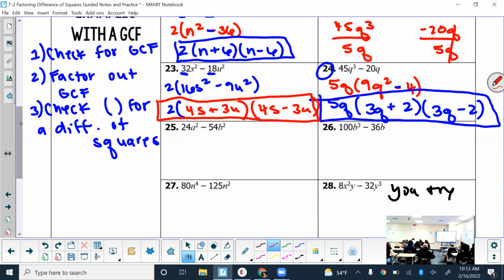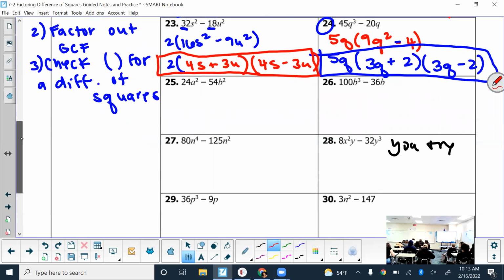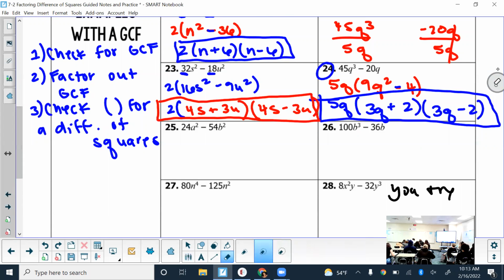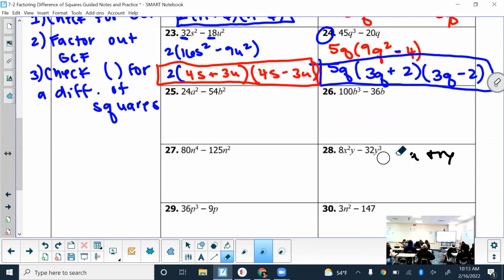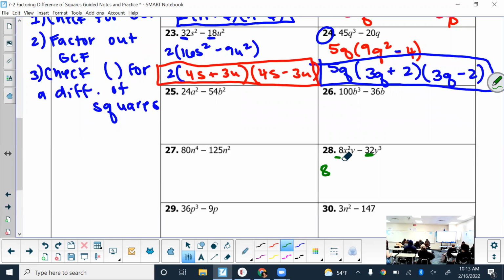All right, then we have 28. And that will be the last one we do together unless you want to see some other ones. But 28 is not a difference of squares, at least not yet. What will the GCF be between 8 and 32? I have had people say 4 last hour, but there's a bigger one. So you want the greatest common factor, which is 8. So always check the smaller number and see if it divides evenly into the other one.